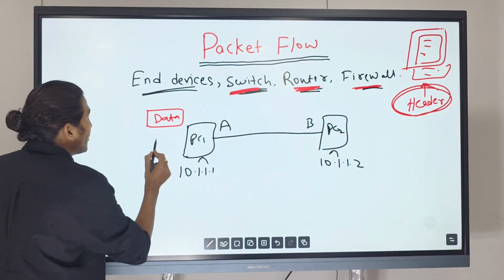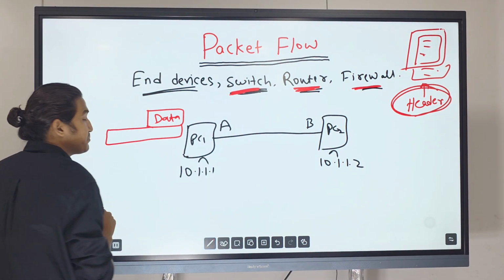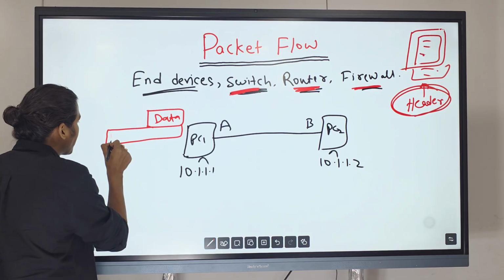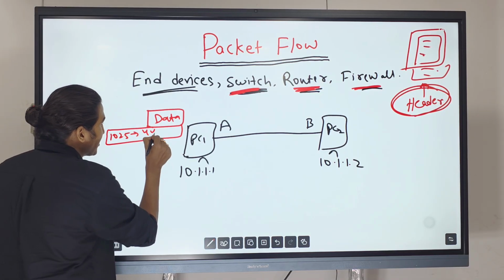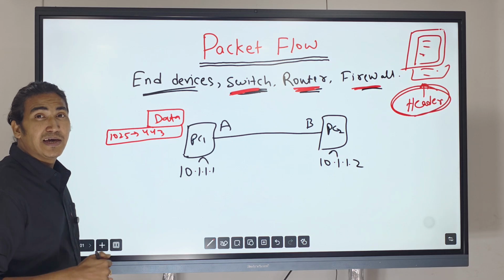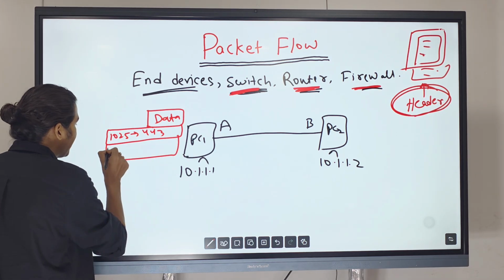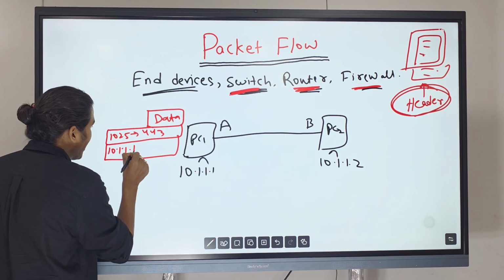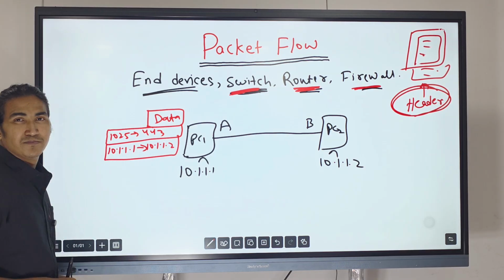Now PC1 needs to add the header here, extra information like the port number. For an example, the source port is 1025, and the destination port, let's say 443. It is HTTPS traffic. Then the source IP 10.1.1.1, destination IP 10.1.1.2.